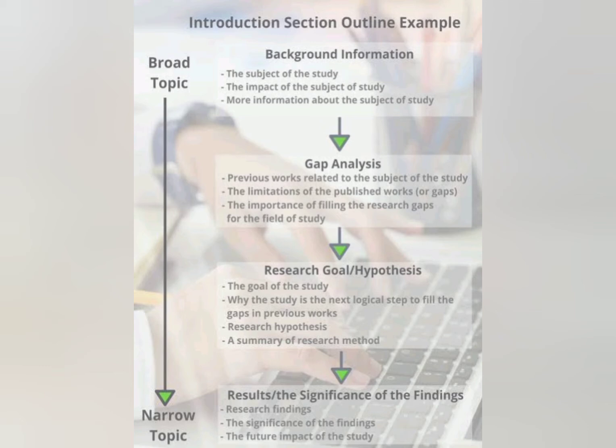And the third paragraph is the research goal or hypothesis. You are going to write on this part the goal of the study, why the study is the next logical step to fill the gaps in previous works, your research hypothesis in a manner of elaboration, and a summary of the research method. So in this part, you're going to write the research goal and hypothesis.